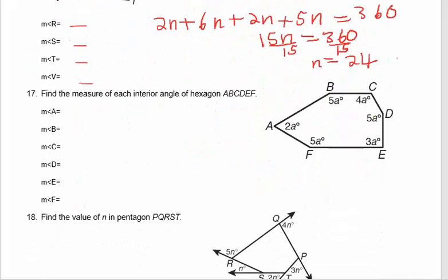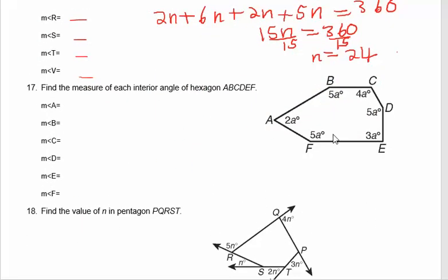And number 17 will be done the same way, except we're starting with a hexagon. So the first step again is to find the sum of all the angle measures. So you have to use this formula. And this time n is equal to 1, 2, 3, 4, 5, 6 because it's a hexagon. So you'll start by finding the sum of the angle measures, and then you'll write an equation, 2a plus 5a plus 4a, and so on, will be equal to what you get for this answer.